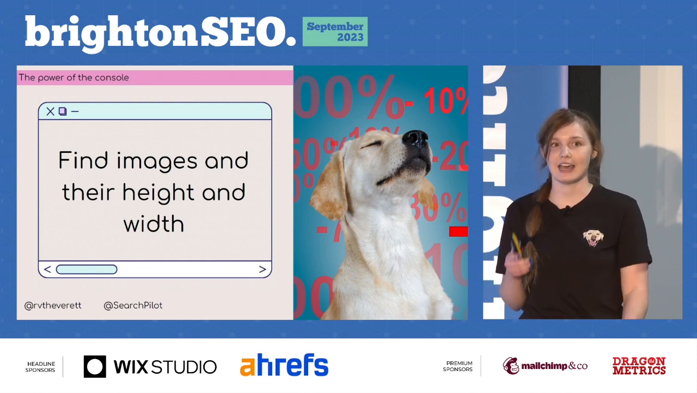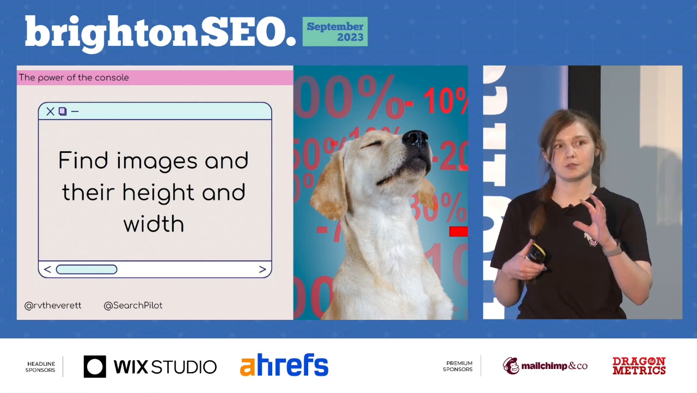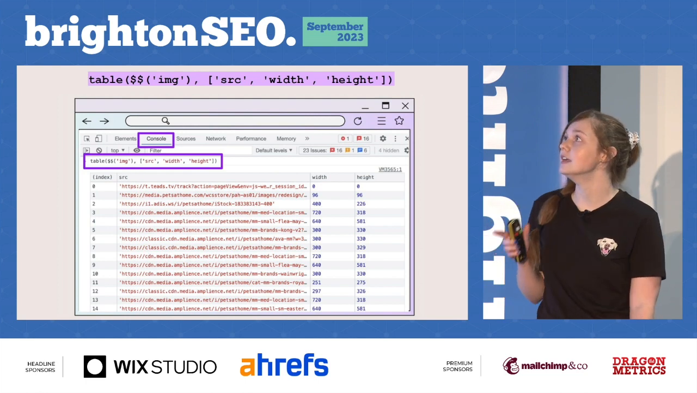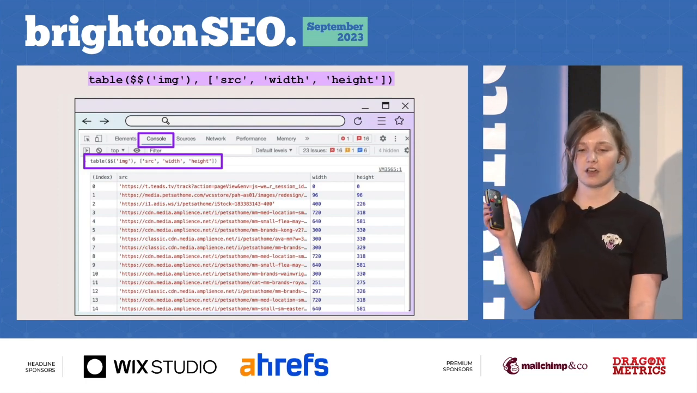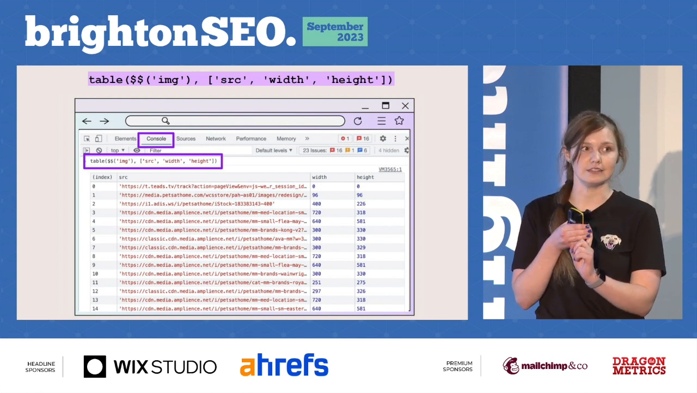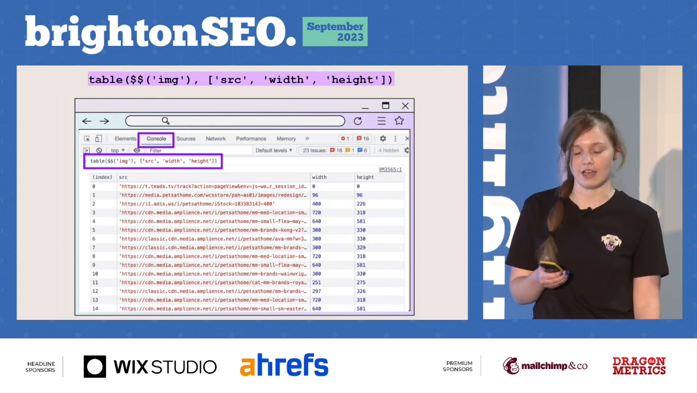And we can do something very similar for finding images and finding their height and their width. So we know having that set can help with layout shifts because it's telling the page we need this much space because an image is going to load here. So we'll do something similar. This time we'll use images, and within our arguments we want the image link, we want the width, and we want the height attributes. So we can get that in a nice table, and we can audit all of that.